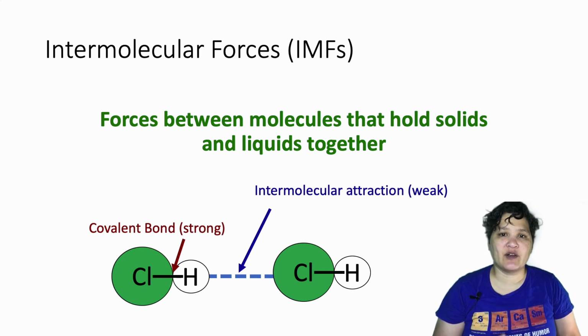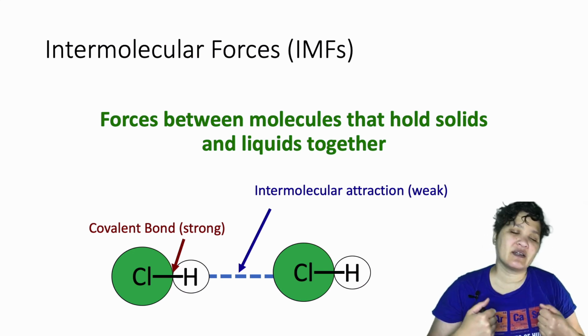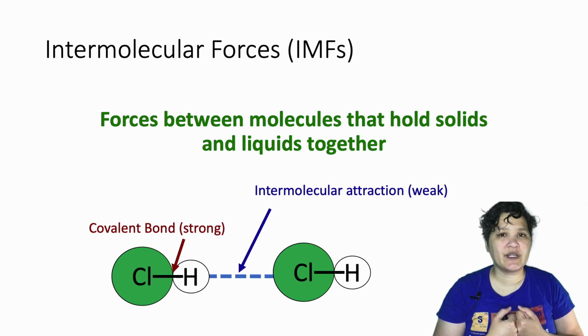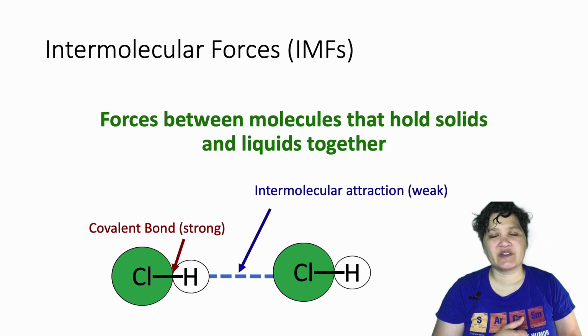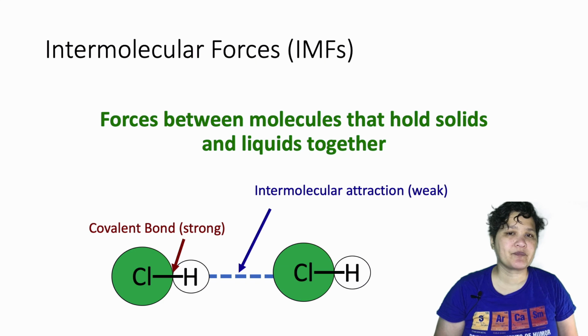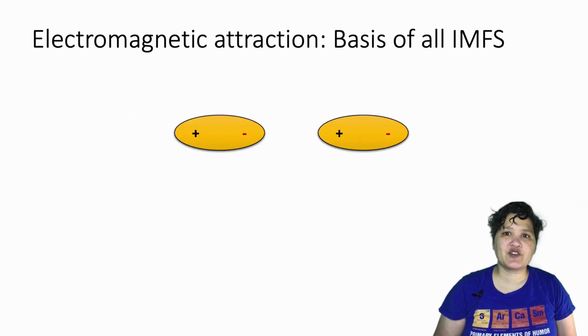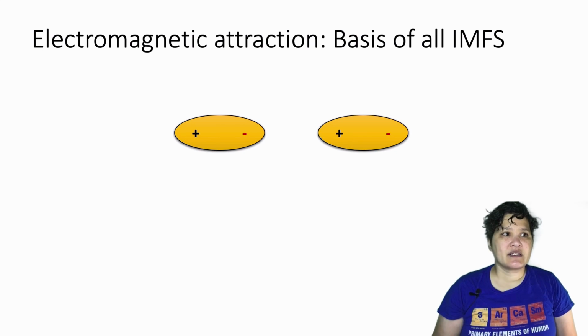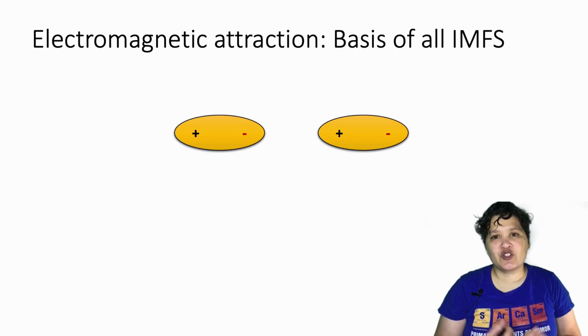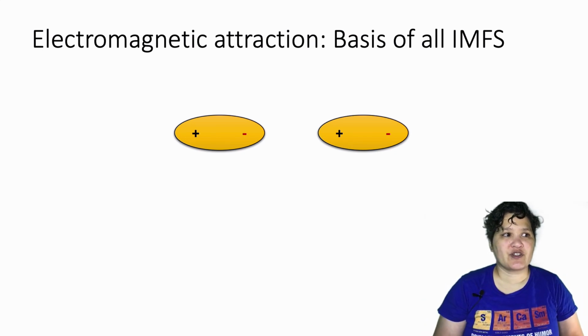It's an attraction that holds things together, but because it's so much weaker, it's easy to break. The covalent bond between the hydrogen and the chlorine is hard to break. The attraction that holds two HCl molecules together is a lot easier to break. So that's what we're talking about. Again, the basis of all intermolecular forces is an attraction between different sorts of charges.